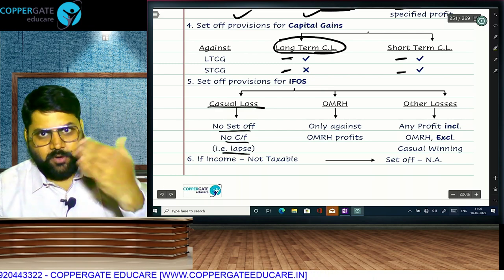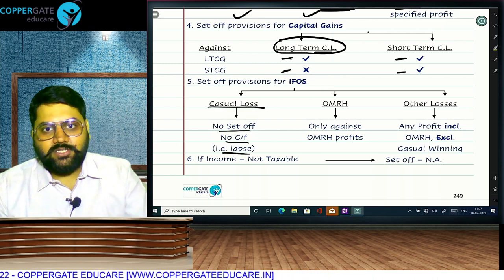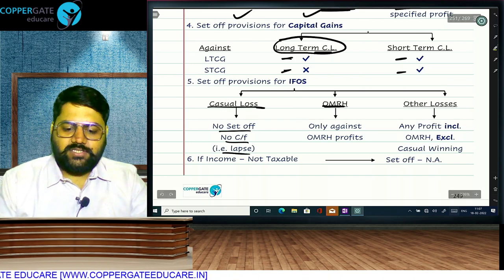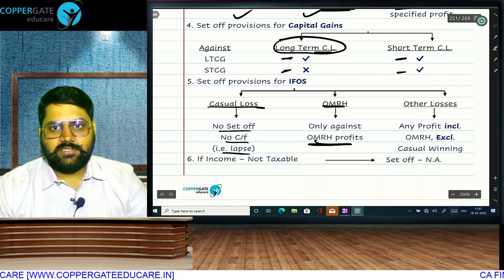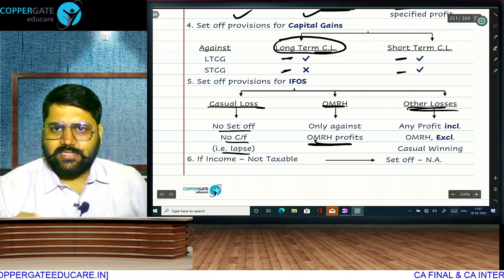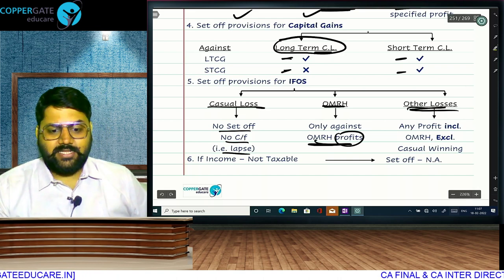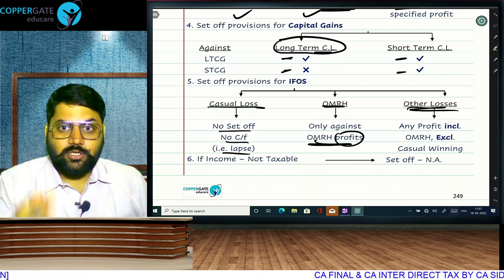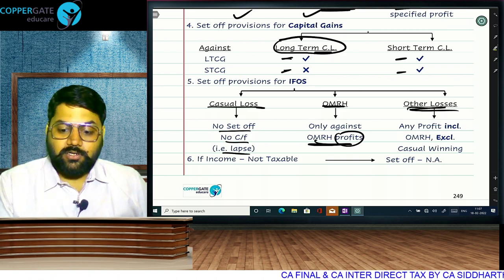So if it is profit, flat 30%. If it is loss, then no set off, no carry forward. Owning and maintaining race horses, if you have losses, only against OMRH profits, against others not allowed. And any other loss in IFOS, you can adjust against any profit, including this profit. The restriction is on loss, just like speculation loss, specified loss, long term loss, OMRH loss, but not casual winning.